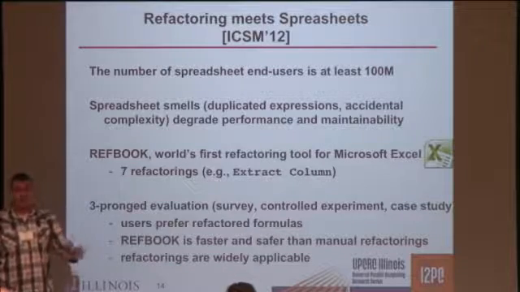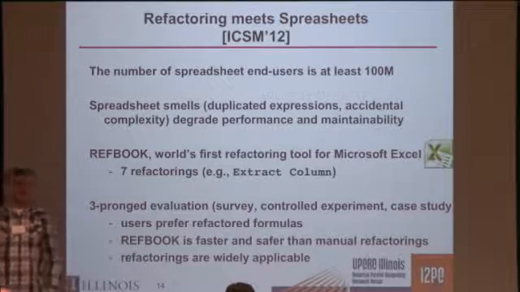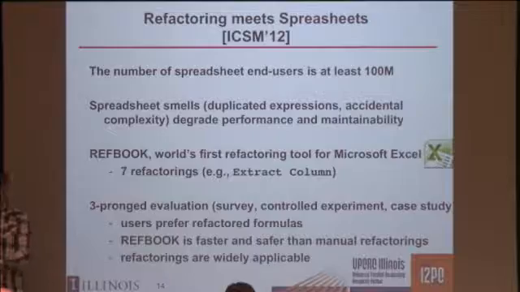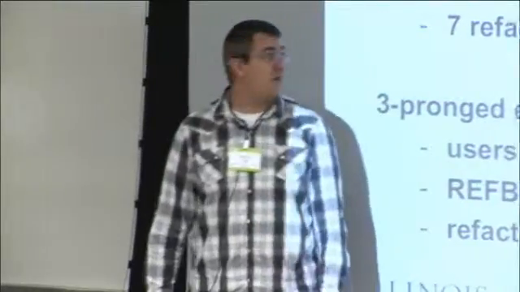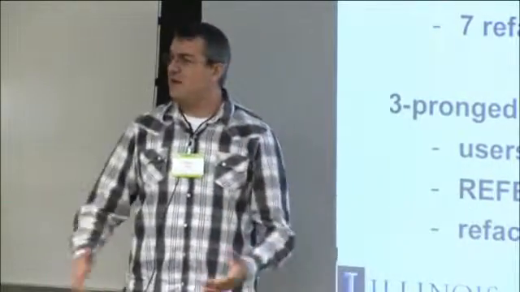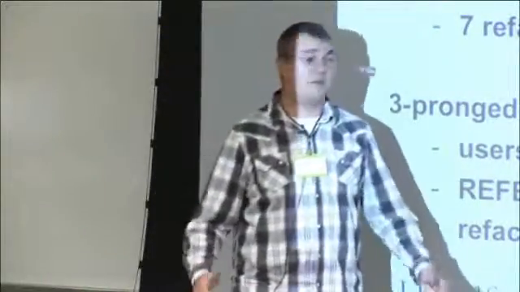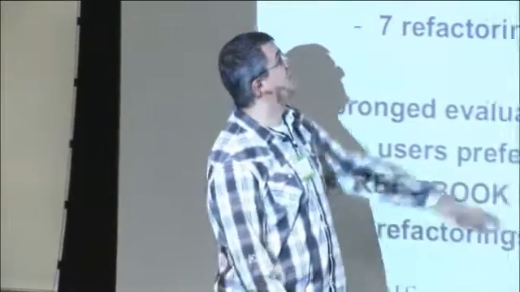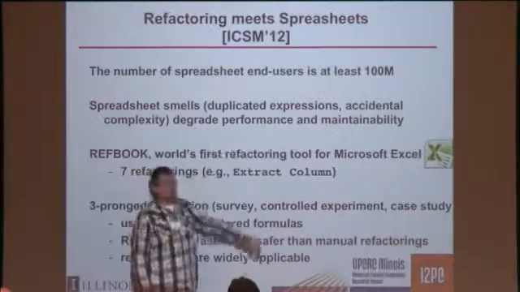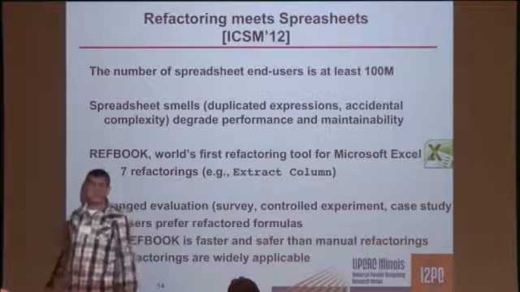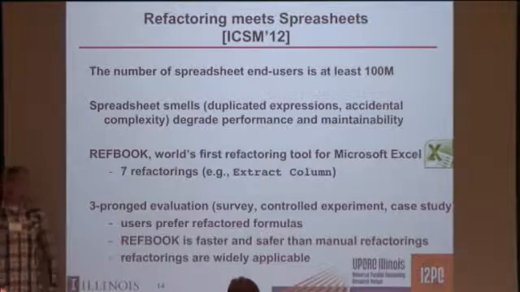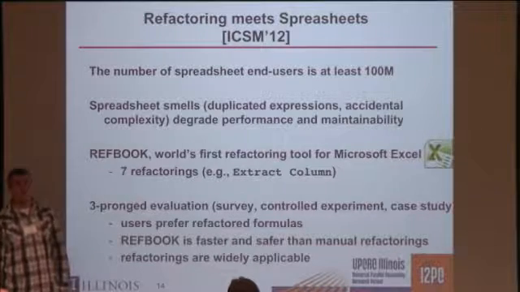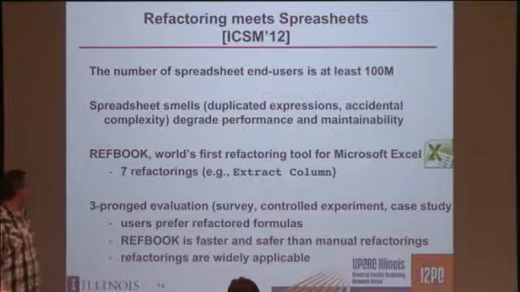It means that the number of bugs that end user programmers create is at least an order of magnitude larger than the number of bugs in professional software. And when we looked at thousands of spreadsheets from the real world, we found that indeed they are plagued with the same smells, the same errors, the same mistakes that professional programmers make. So lots of hard-coded expressions, duplicated constants, accidental complexity. These have effects on both the performance and also the future maintainability of the spreadsheet and the workbook itself.